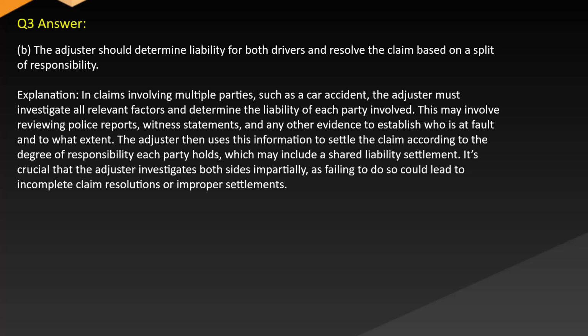Explanation. In claims involving multiple parties, such as a car accident, the adjuster must investigate all relevant factors and determine the liability of each party involved. This may involve reviewing police reports, witness statements, and any other evidence to establish who is at fault and to what extent. The adjuster then uses this information to settle the claim according to the degree of responsibility each party holds, which may include a shared liability settlement. It's crucial that the adjuster investigates both sides impartially, as failing to do so could lead to incomplete claim resolutions or improper settlements.